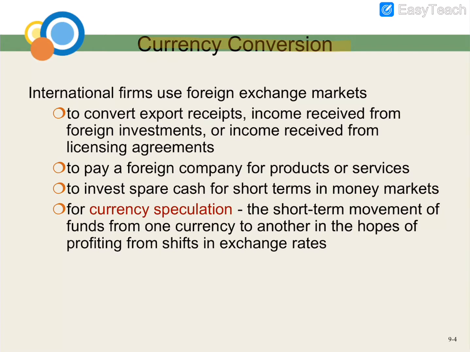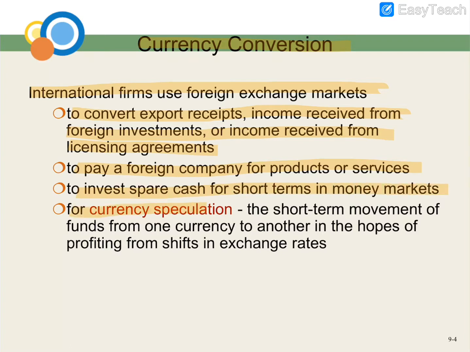Normally the international firms use the foreign exchange market, first, to convert export receipts, income received for foreign investment, or income received for licensing agreements. Second, to pay a foreign company for products or services. If you have a company in Malaysia and your partner company is based in Korea, you will use Malaysian money to pay. Third, to invest, to pay cash for short terms in the money market.